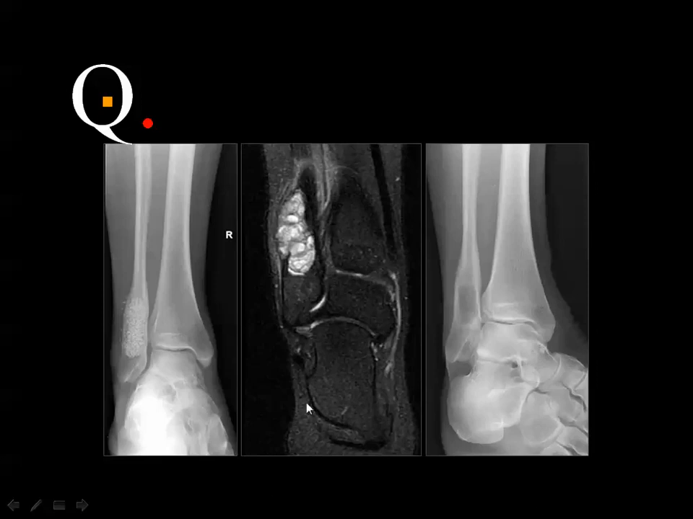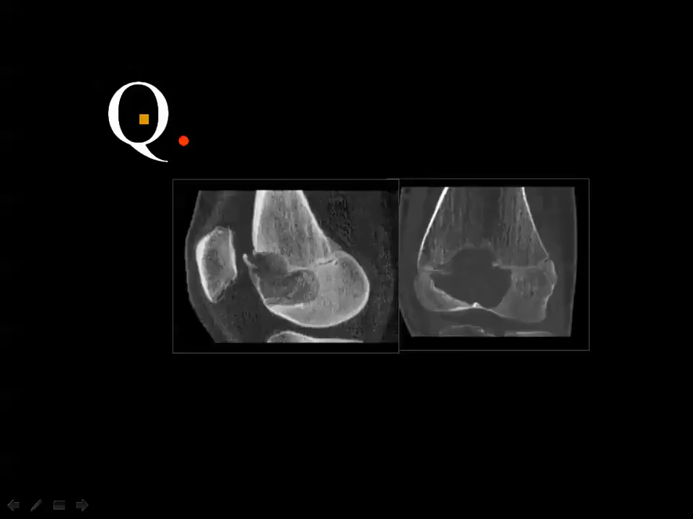And this is an expanding lesion in the distal part of the fibula before and after contrast, with multiple air fluid levels, diagnostic of aneurysmal bone cyst. CT scan of the knee, coronal and sagittal reformatted images with an osteolytic lesion in the epiphysis crossing the physis to the metaphysis.